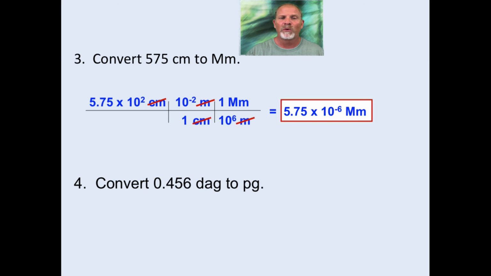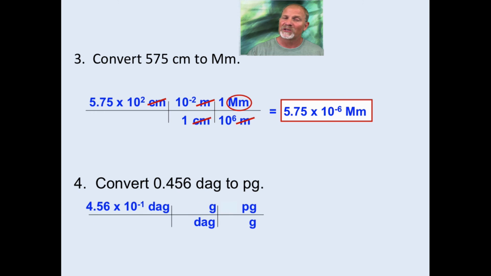The next one, I have 0.456 decagrams. I want to change it to picograms. So I'm going to put my 0.456 in scientific notation first of all. Then I'm going to go from decagrams to grams, and from grams out to picograms, making sure I did it right. My decas cancel out, my grams cancel out, and I end up in picograms. Then I can work with my individual conversion factors. Deca has 1. The multiplier for deca is 10 to the first. Pico has 1. The multiplier for pico is 10 to the negative 12.